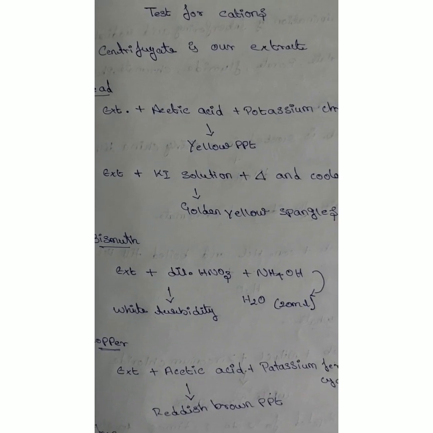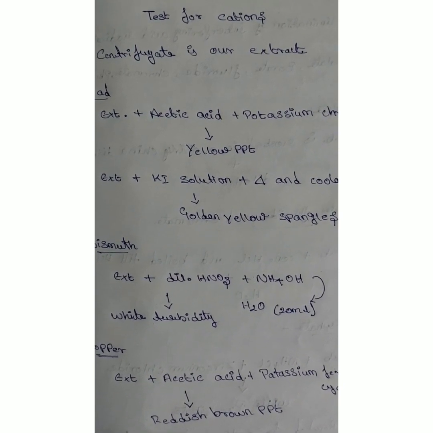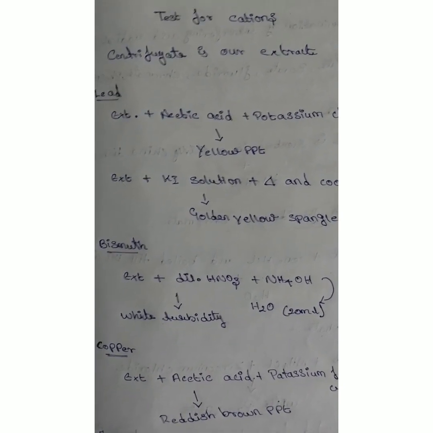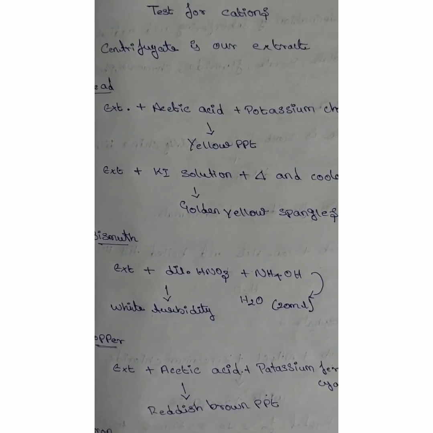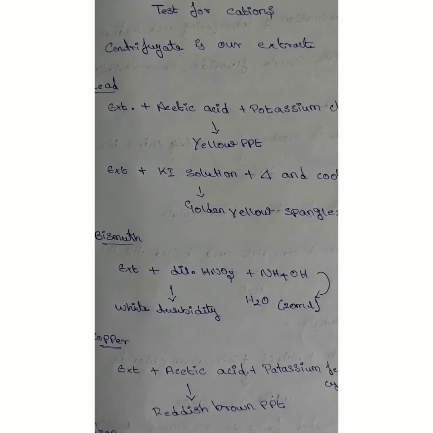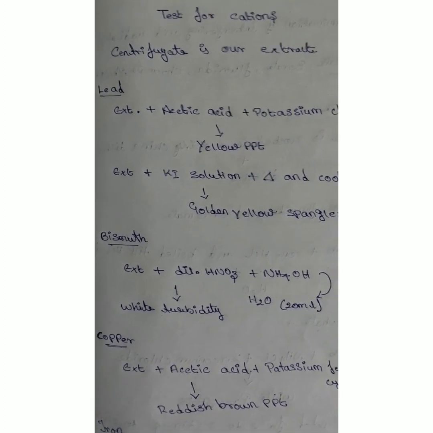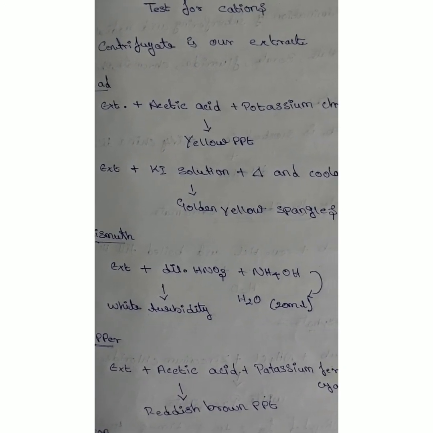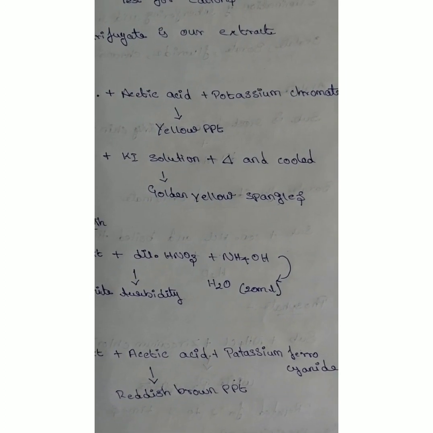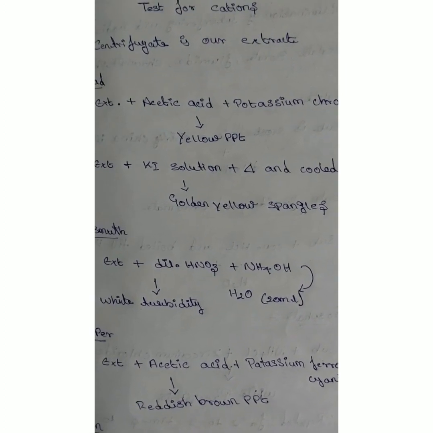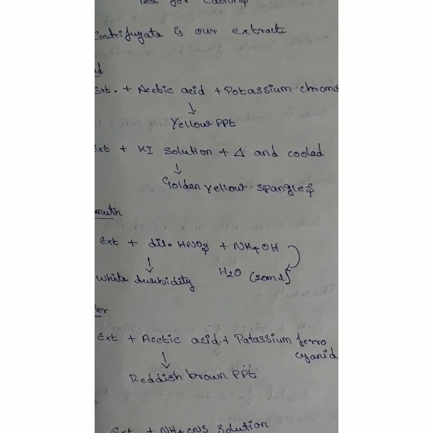In the test for cations, after eliminating the acid radicals, the centrifugate we obtained is nothing but our extract. First, we are going to test for lead. The extract is taken and mixed with acetic acid and potassium chromate. We will get a yellow precipitate. The yellow precipitate confirms the presence of lead in the given sample.